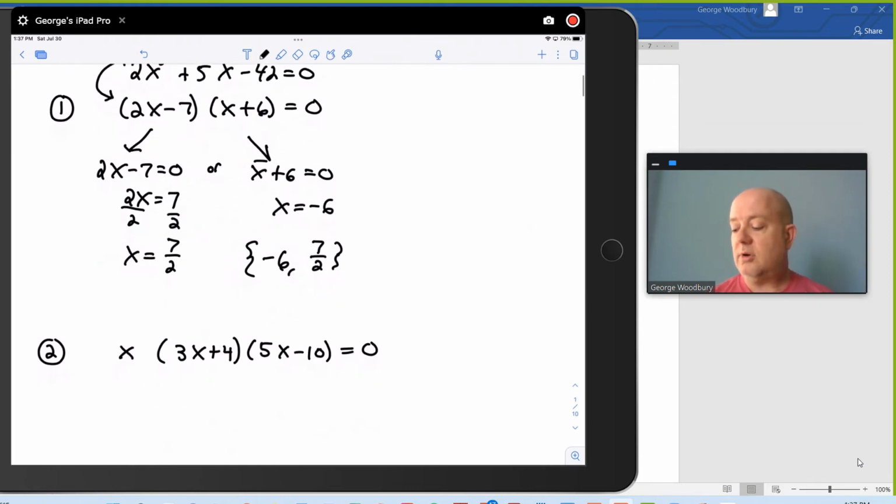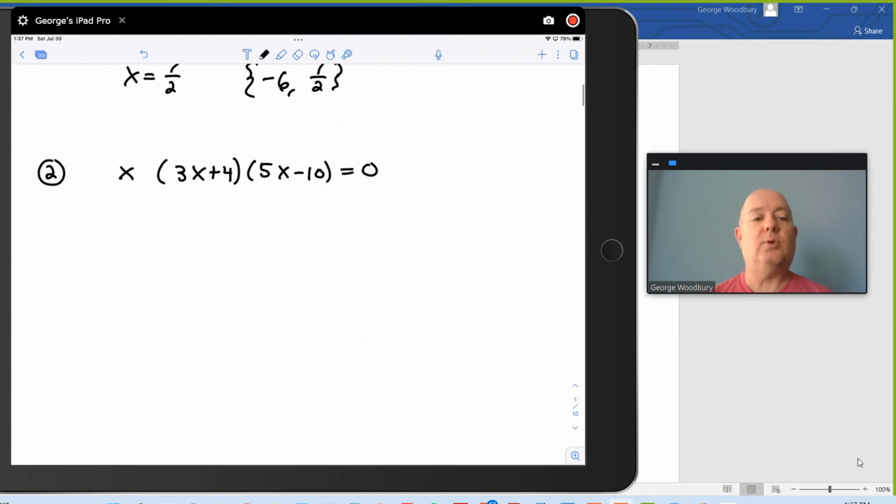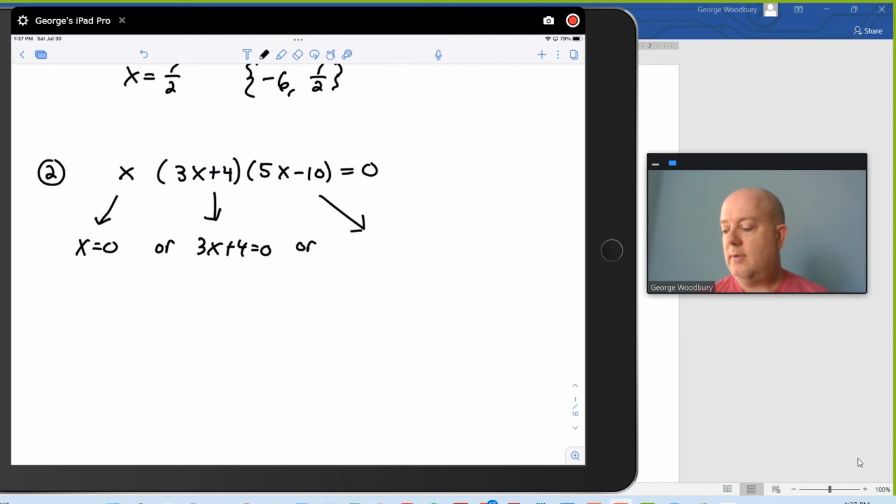I have one more example to go over. This one, example 2, we have x times 3x plus 4 times 5x minus 10 equals 0. And what's different here is we have more than two factors, but the same property holds. One of these three factors has to be equal to 0. So either x equals 0, or 3x plus 4 equals 0, or 5x minus 10 equals 0.